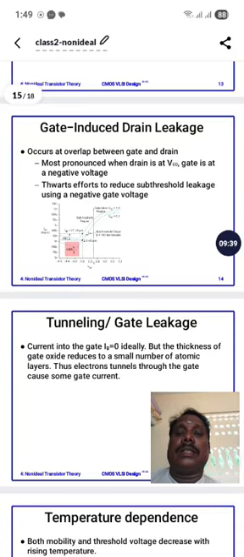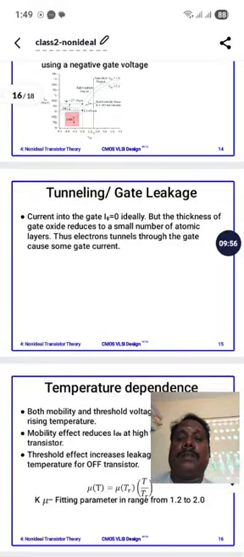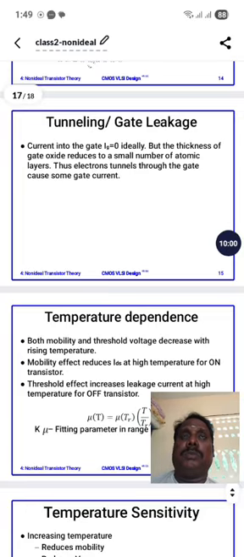Then gate induced drain leakage is another thing that causes the non-ideal IV effect. It occurs at the overlap between the gate and the drain terminal. It is most pronounced when the drain is at VDD and the gate is at a negative voltage. A fast effort to reduce subthreshold leakage uses a negative gate voltage. The next one is tunneling or gate leakage. You know what is meant by tunneling?